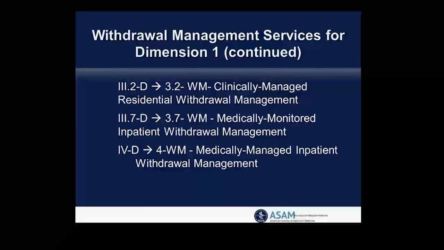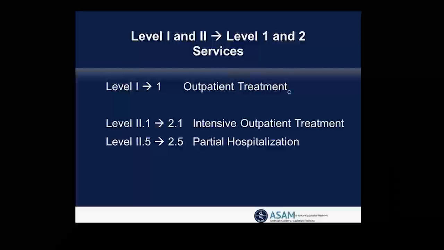Level 1, if you have your slides on slide number 11, Level 1 is outpatient treatment, less than 9 hours of clinical services per week for adults, less than 6 hours for adolescents. 2.1 intensive outpatient is for 9 hours of service a week or more for adults, 6 hours or more for adolescents, and 2.5 partial hospital is 20 hours of services per week for both adults and adolescents. Those are the outpatient and intensive outpatient levels.